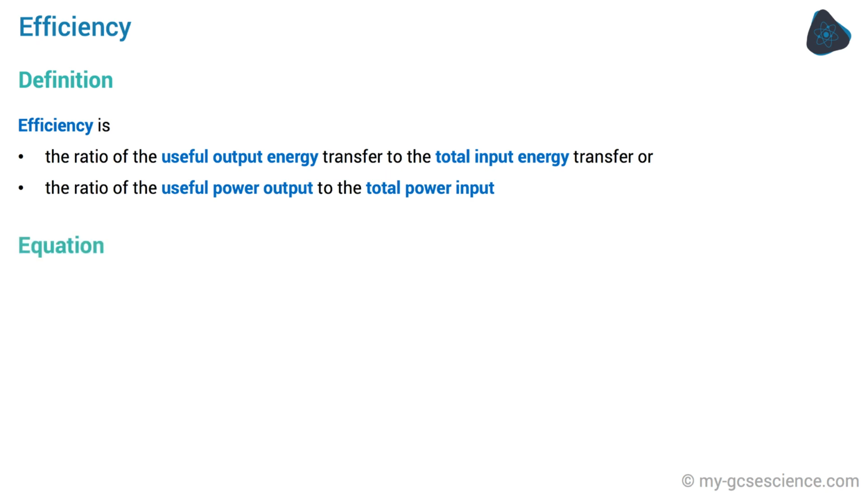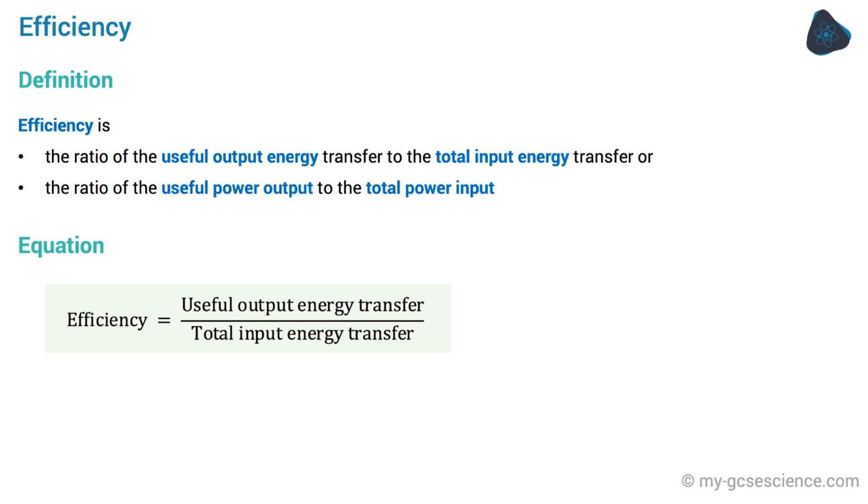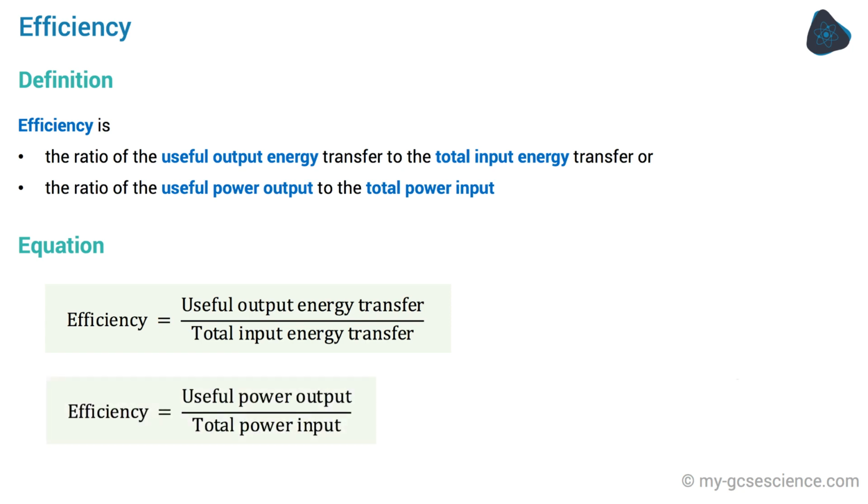We can calculate the efficiency of a system or process using this equation. Efficiency equals useful output energy transfer divided by total input energy transfer, or we can use this version instead. Efficiency equals useful power output over total power input. Because the right-hand side of each of these equations is a ratio, efficiency doesn't have a unit. Efficiencies can be quoted as a decimal from 0 to 1, or as a percentage from 0 to 100%.